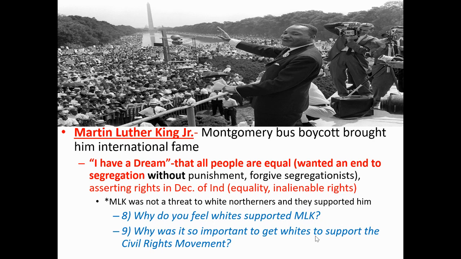But the thing about it was he doesn't want to punish segregationists. He's just trying to remind Americans that his dream for African Americans is to have the same rights in the Declaration of Independence that have been written into American ideas since the beginning of this country: equality, inalienable rights, life, liberty, and the pursuit of happiness. Right. So he's not a threat to white Northerners, and they supported him. He's not telling white people you're wrong for doing this. He's just saying, hey, can we please get the rights that have always been enshrined in this nation?